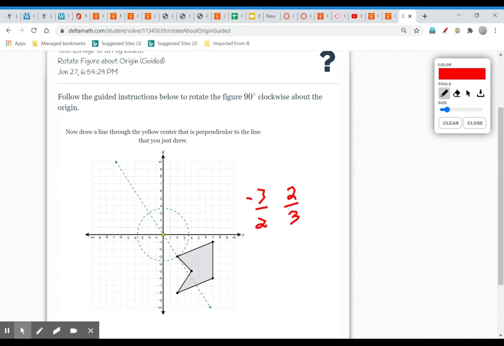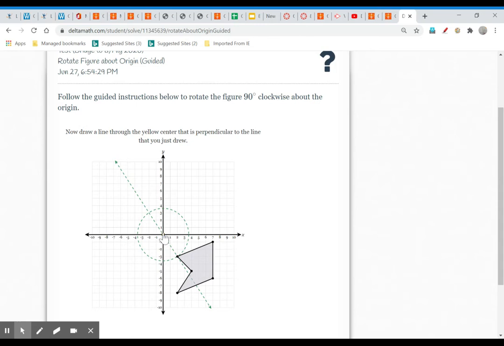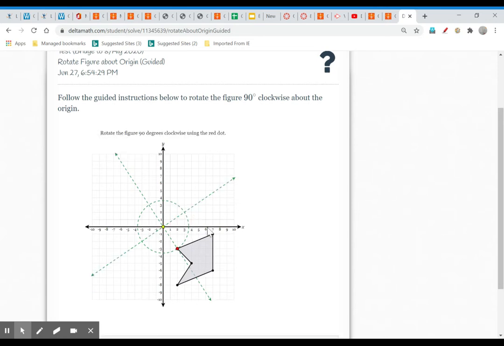So if we go up 2 and over 3 from the origin, we're going to make a perfectly perpendicular line. Now when I hit close, that's going to go away, so I need to remember this. Up 2 over 3. Okay, so that's perfectly perpendicular. Now I have this nice grid, a circular grid that can help me see my rotation.